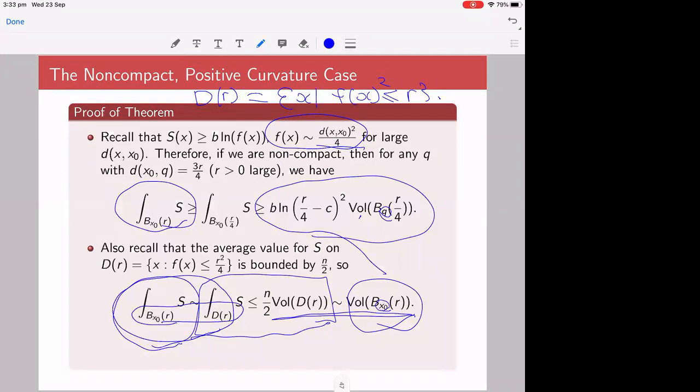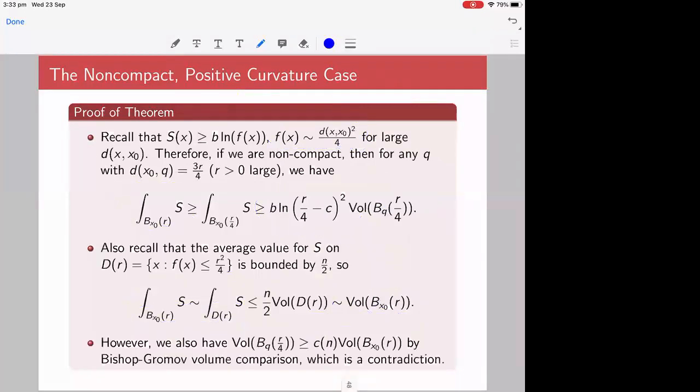The way around this is kind of in the name. We're talking about volume comparison, and this is exactly how we can deal with this. It turns out that there is a universal constant c_n, that only depends on n, so that the volume of the ball of radius r/4 on q is greater than or equal to the corresponding thing, the volume of the ball of radius r centered at x naught. This is true because the Ricci curvature is greater than or equal to 0. So we're allowed to use our Bishop-Gromov volume comparison.